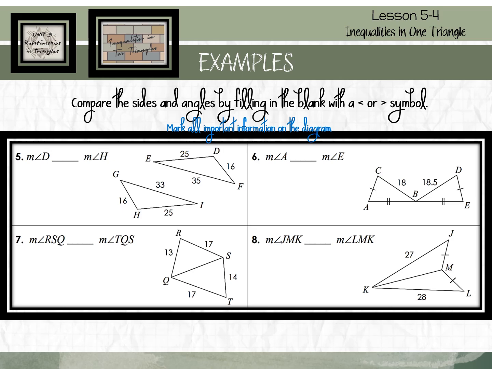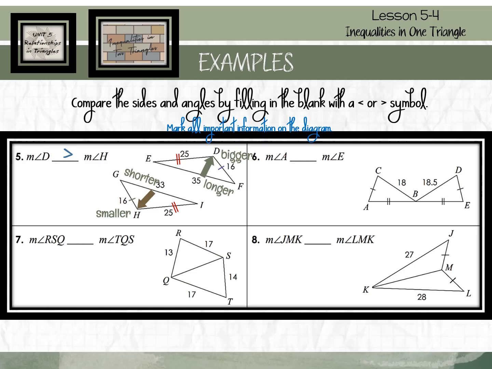Number 5, now we're dealing with all sides. So we need our two congruent pairs. As I said in class, the pencils and the pens. And we have the other side. And 35 is longer than 33. So the angle opposite the shorter one is smaller than the angle opposite the larger one. And D is the one that's first, so we're going to have greater than.